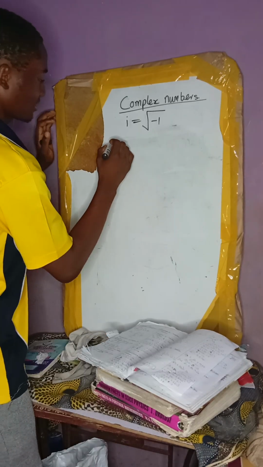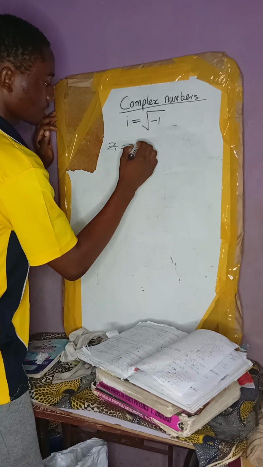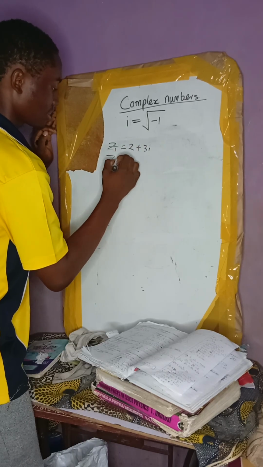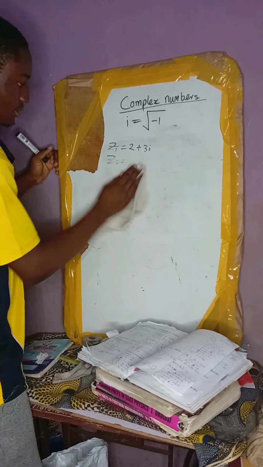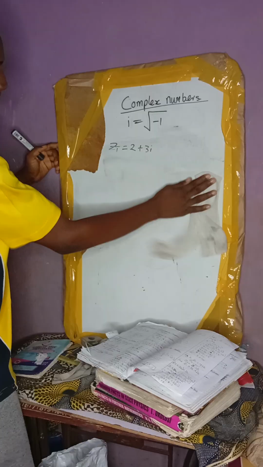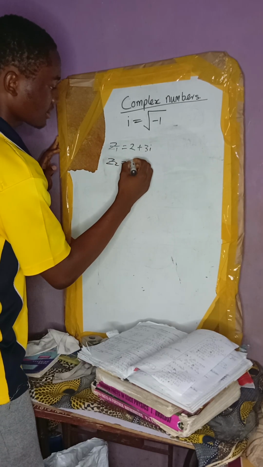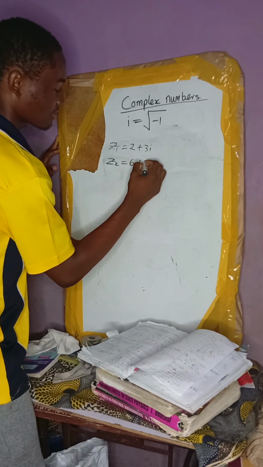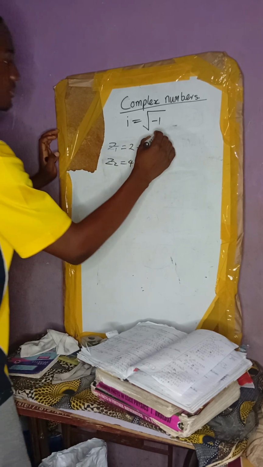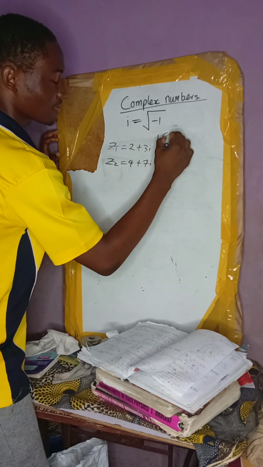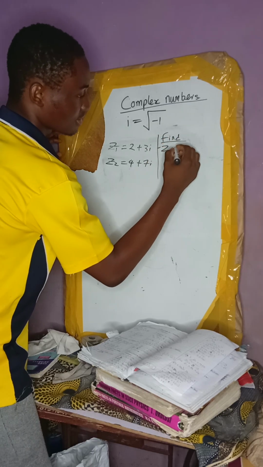So we had z1 as 2 plus 3i, and we had z2 as 4 plus 7i. They told us to first find z1 plus z2.